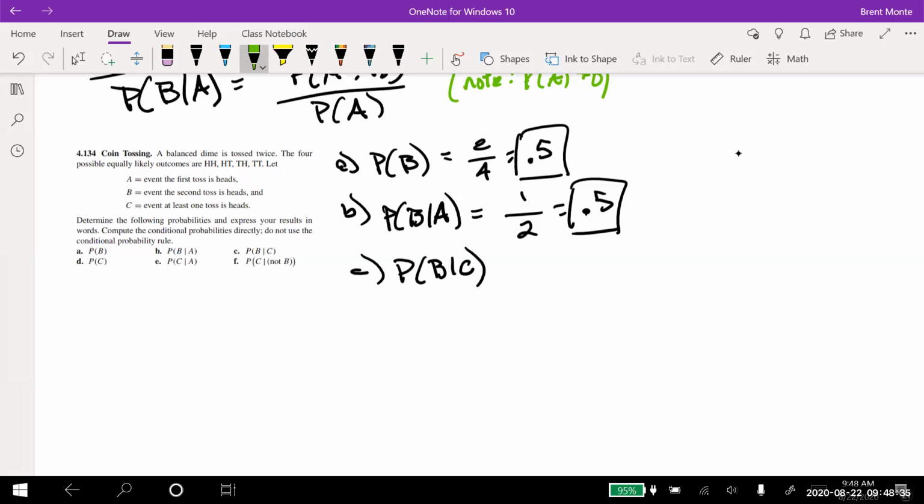So what do we know? We know C happened, so at least one toss is a heads. Well, this one has at least one heads, that has at least one heads, that has at least one heads. So there's three of them possible. Well, out of those three, we can cross that out if we want to. That helps. Out of those three, what's the probability that B happened, that the second toss is a heads? Well, that's this one, and that's this one. Now it's 2 out of 3.